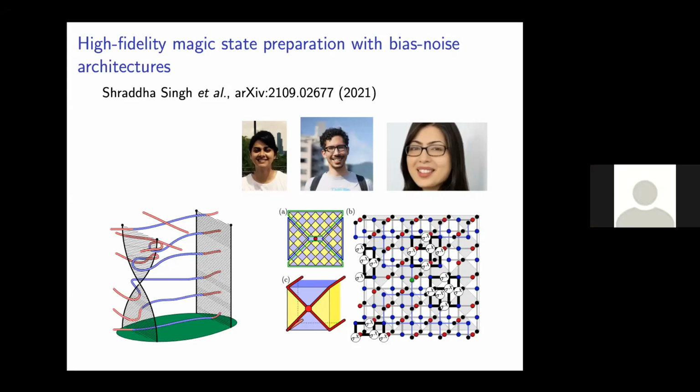And what we might also imagine is, well, what other things can we do? So this is some recent work with one of Shruti's PhD students called Shraddha, and she's looked at how we could even improve gates, and specifically one of the components of magic state distillation, which is one of the noisy, resource intensive parts of a quantum computer. And she's looked at how, if you have a bias noise architecture, you can reduce the resource overheads of magic state distillation.